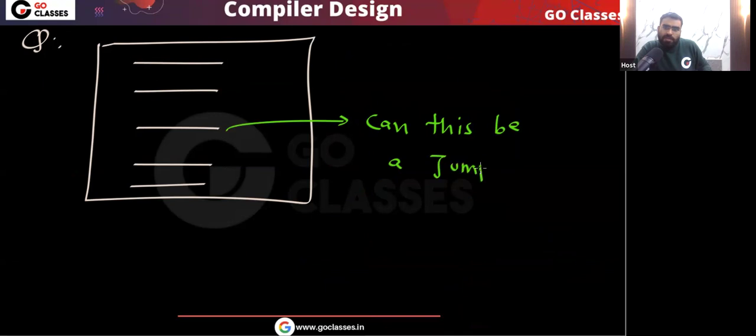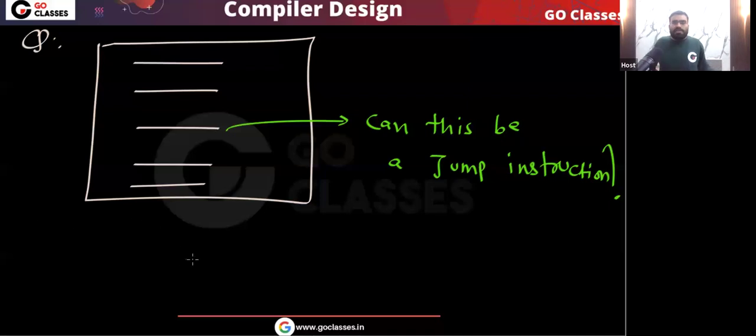Now a question I'm asking. Let's assume this is your basic block, and some instructions are there. Can this instruction be a jump instruction? Conditional or unconditional, that is fine. When I say jump instruction, it can be conditional or unconditional.